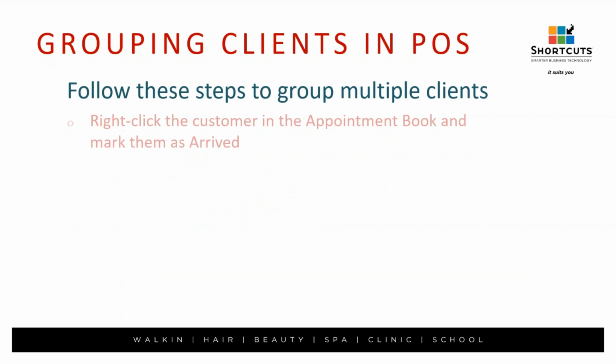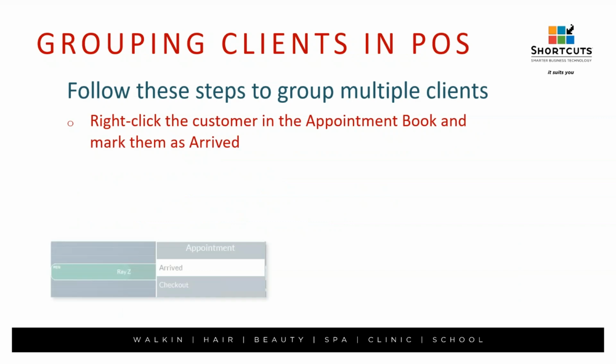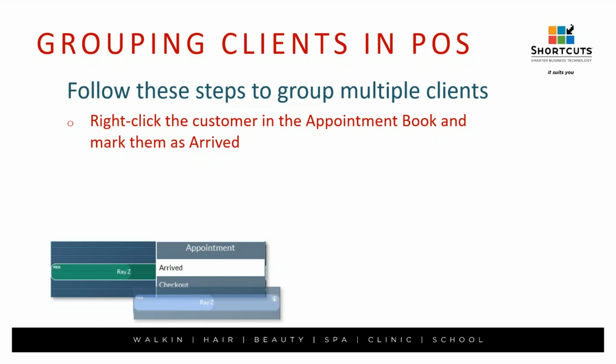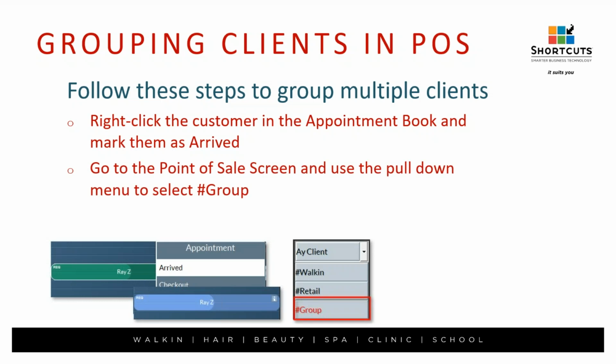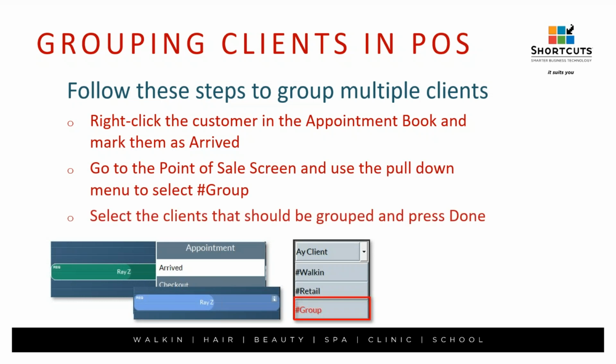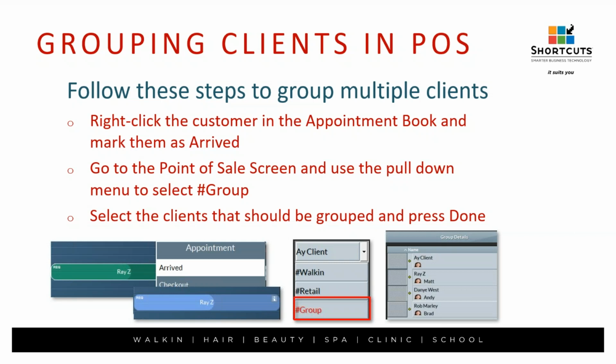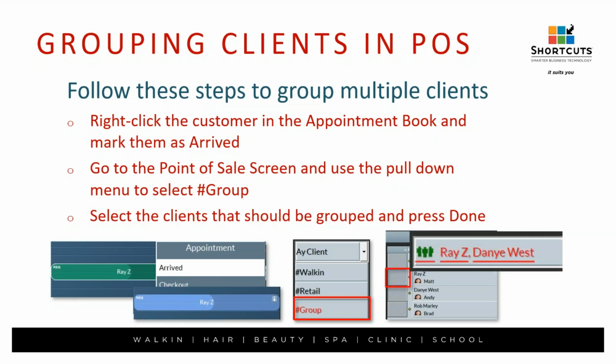Grouping clients. We looked at this a moment ago. So the easiest way, I always advise to group customers, if you're using the appointment book or even the walk-in manager, make sure the customer has arrived or is in service. And then directly from the point of sale screen, use the pull-down menu and use hashtag group and tell Shortcuts by pressing the gray block to the left of their name which of these customers should be grouped together.